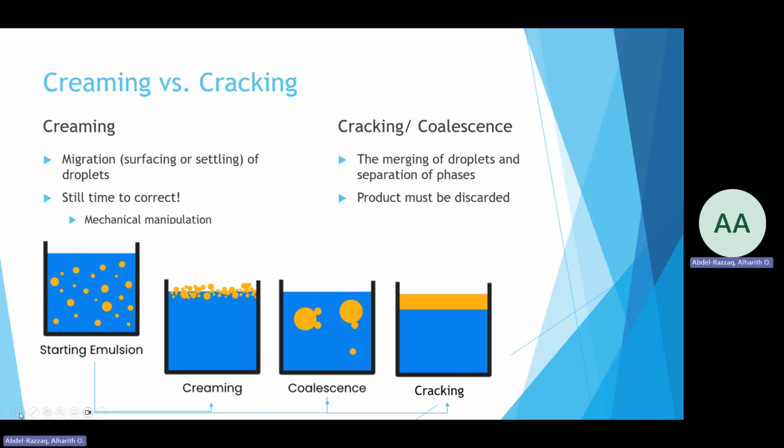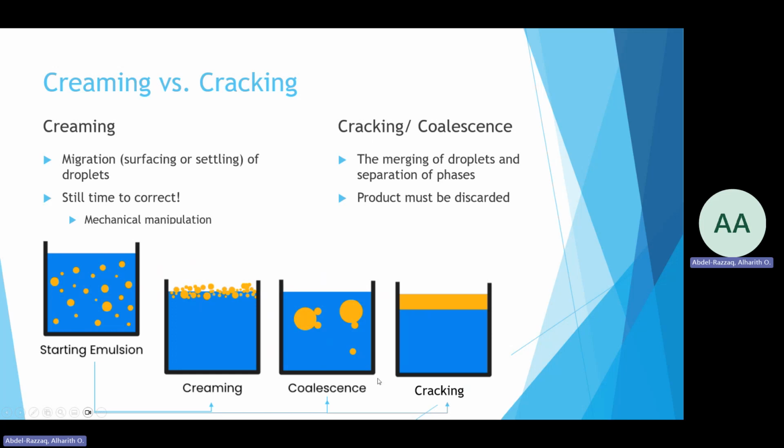When we talk about our water and oil and water, we have to talk about creaming versus cracking. As you can look to the bottom left, and I'll put my mouse over it, we have our starting emulsion. As the emulsion goes over time, we have something called creaming. So creaming is the migration of these tiny droplets, surfacing or even settling of the droplets. And when you see this happen, there's actually still time to correct our emulsification. So we can use mechanical manipulation such as shaking, and we can still correct the emulsification to go back to our starting emulsion.